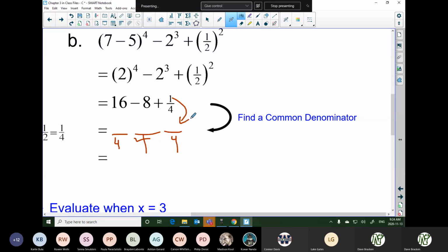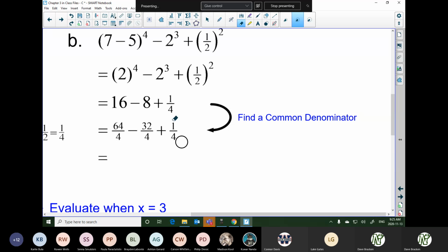We already have this one out of 4. We've got to get each of these out of 4. So we multiply the 1 in the bottom by 4. We have to multiply the number up top. 16 times 4 gives us 64 over 4. 8 times 4 gives us 32 over 4.